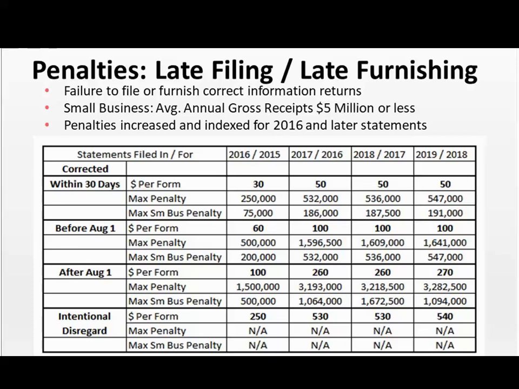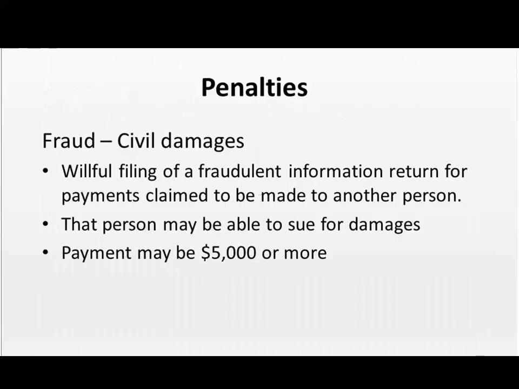The intentional disregard penalty is going up from $530, where it ended up in that first year after indexing, to $540 for 2018 forms filed in 2019. The maximum penalties also increased, but not at the same pace as the per-form penalties. I believe those are rounded down to the nearest 500. Also, civil damages may be payable to a person for whom you've filed a fraudulent information return, or a claim may be made by that person, and that penalty may be $5,000 or more.